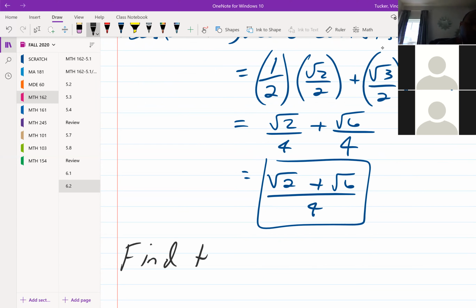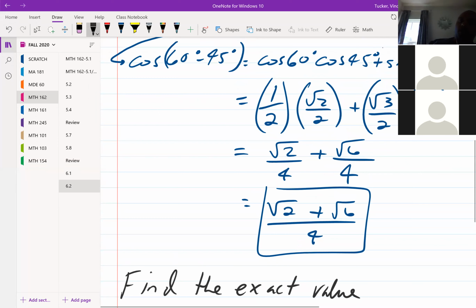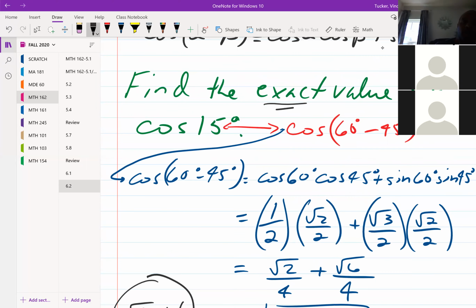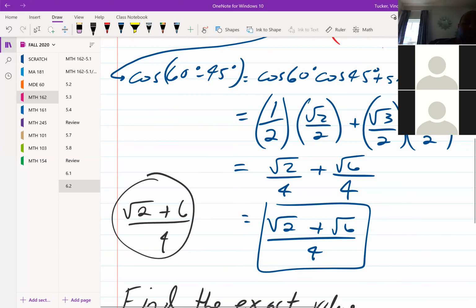So would there ever be a point where, to simplify, you would add those to get a whole number? So you're saying if it was square root of 2 plus 6, over 4? As far as adding this, there's no way to simplify this any further without turning it into a decimal. And if we turn it to a decimal, then we're going to have to round, but they wanted the exact value. So we would just leave it like that.